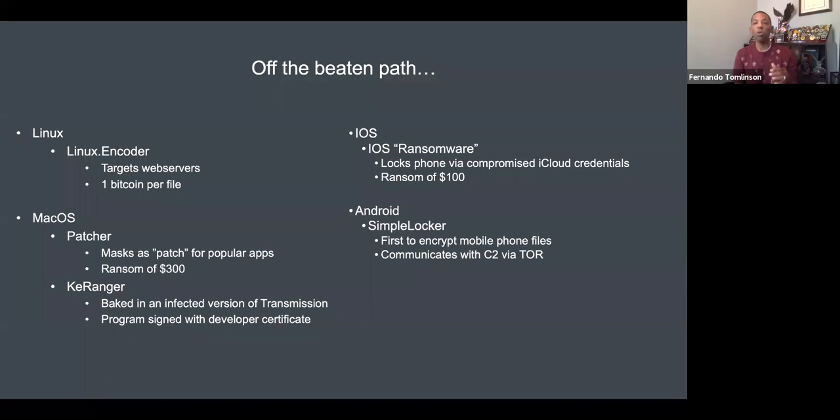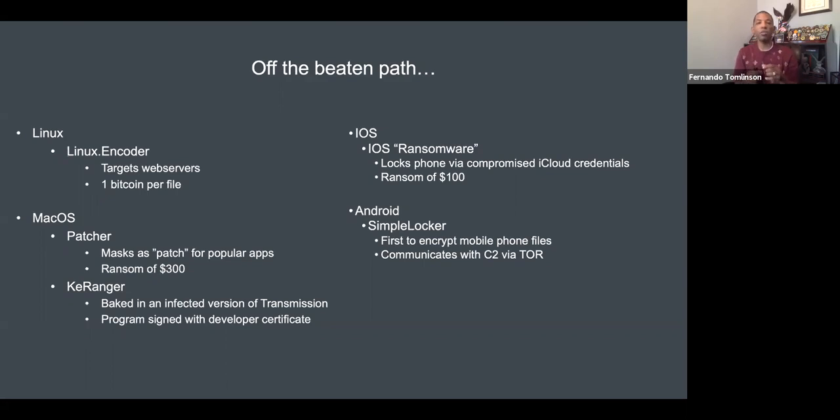So there's Linux Encoder, which kind of targets web servers, and they charge 1 Bitcoin per file. As we know, when we look at web servers, traditionally it's going to be some form of *NIX. From a Mac perspective, there is Patcher. This seems to mask itself as a patch for popular applications. The ransomware is like $300.